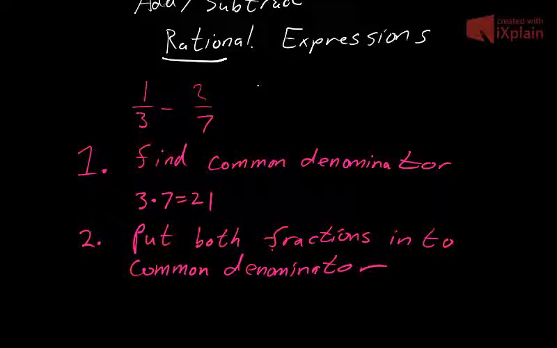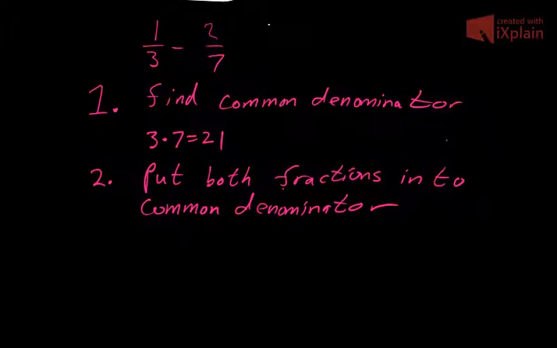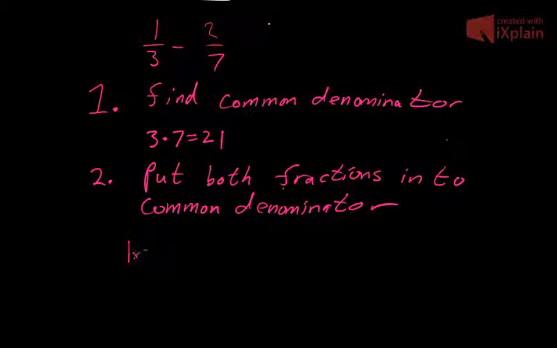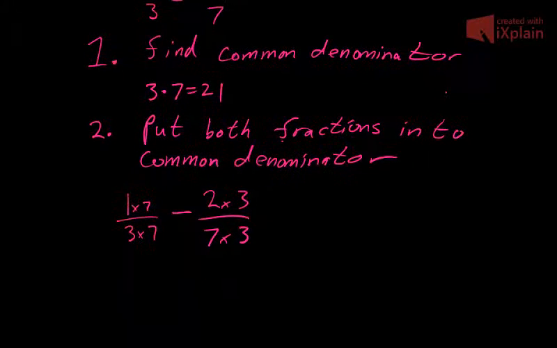And the way I'm going to do that, I'm looking at 1/3. I need it over 21. So it'd be 1 times 7 over 3 times 7. And my other one is going to be 2 times 3 over 7 times 3. And just like that, I know that my bottoms are the same. They're both going to be 21. If I simplify this, I get 7 over 21 minus 6 over 21.